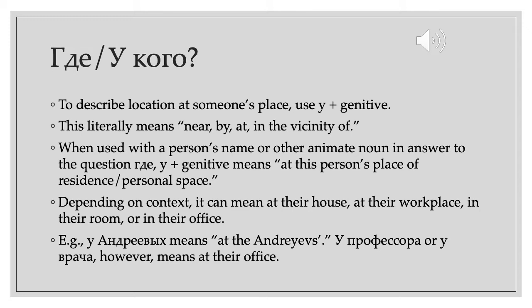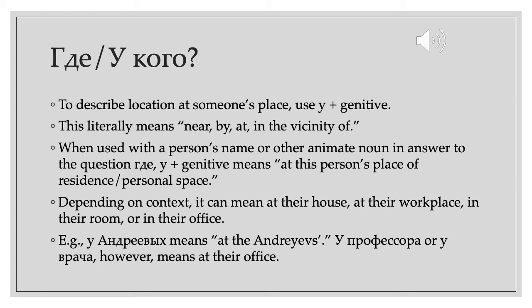But we have to use it with people because, of course, when you're at someone's place, you're standing by them, you're in their vicinity, but you're not inside of them. Let's just say that in general, we talk about being beside someone or near someone in their vicinity. And depending on the context, this у plus genitive can mean at their house, in their room, or in their office or at their workplace. But it just means that you're in their vicinity and you are orienting yourself in reference to them.